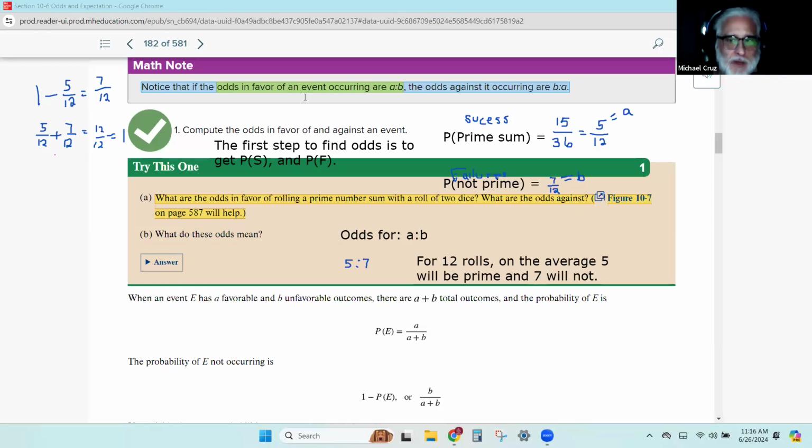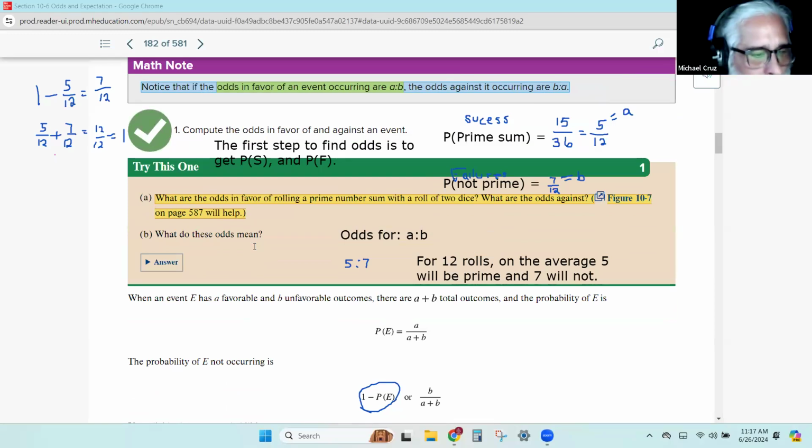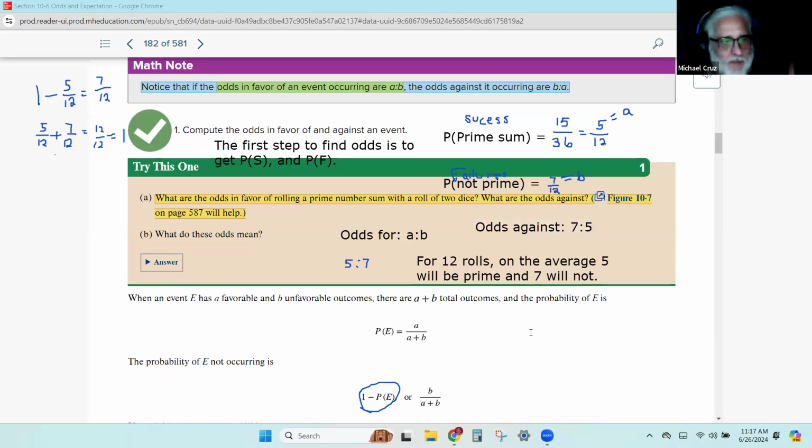And see, they use this here. This book gives you a little bit of insight, because they do that complement thing right there. So now what we can also do is we can take any odds. All we need is just to have one of them, and then we can recreate the probability. All right, any questions about that? So the odds against would be switched, right? Yeah, let me write it here. 7 to 5. Just flipped around.